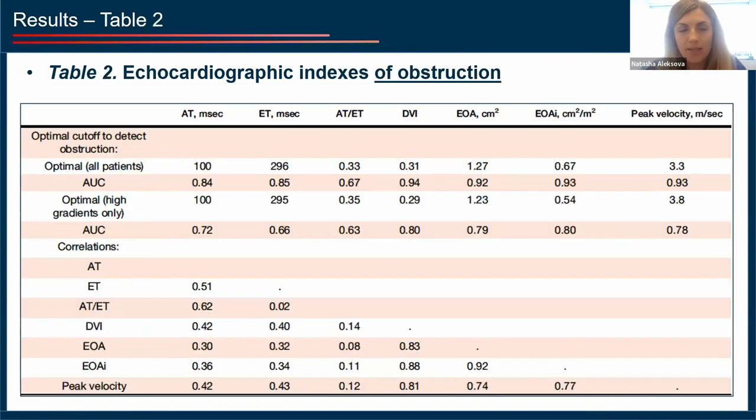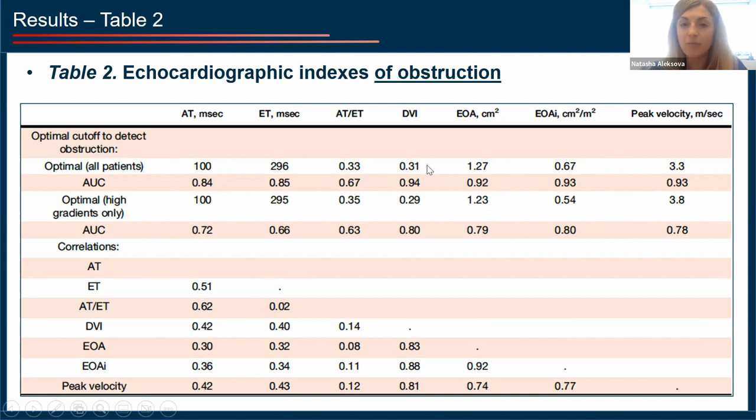This is the second important table presented in the results. And here, what you see at the top is the optimal cutoff to detect obstruction. So we're focusing now on the group of patients with obstruction, which was the majority. And when you look at the optimal cutoff for acceleration time, for example, the AUC or the discriminatory power of this variable was good at 100 milliseconds.